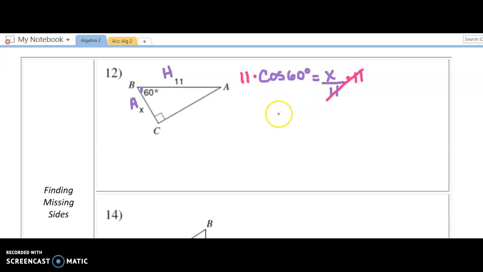And you are going to get, just type this in your calculator, 11 times cosine 60 degrees. Again, make sure you're in degree mode. And you should approximately get 5.5. Does that seem reasonable for this missing length? Well, it sure does. We know it has to be smaller than 11 because it's one of the legs. So 5.5.